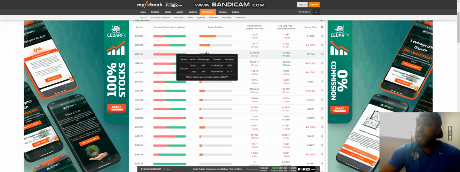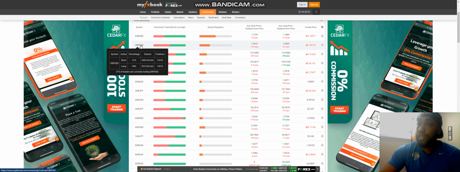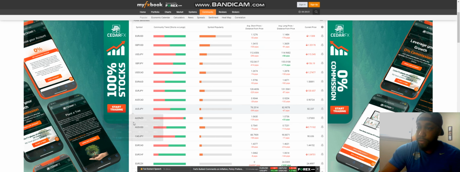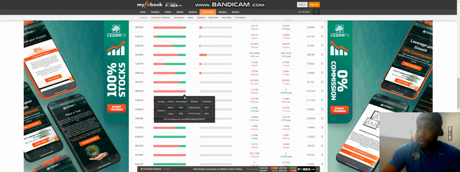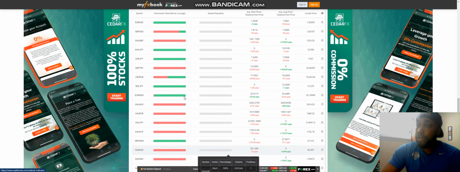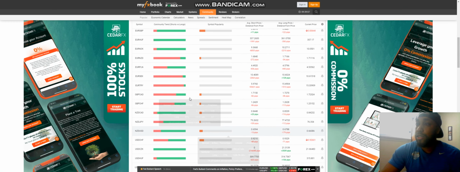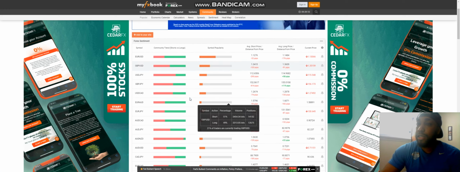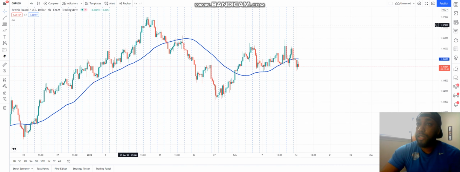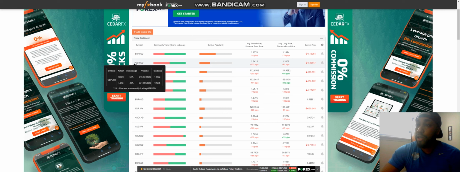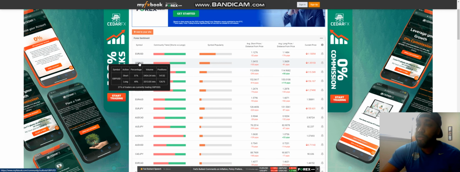Excuse the ads. Euro USD, Pound USD, so on and so forth. You scroll all the way down, you see all the pairs that are listed to give you the outlook for the day. So if we're trading, like I have up this Pound USD chart, we will go to this Pound USD pair and hover over it, and we're going to get the readout.